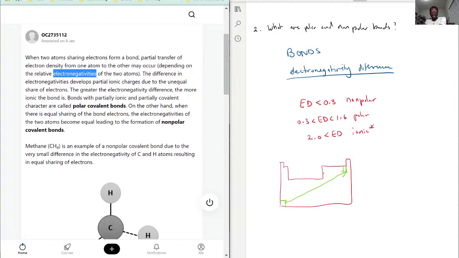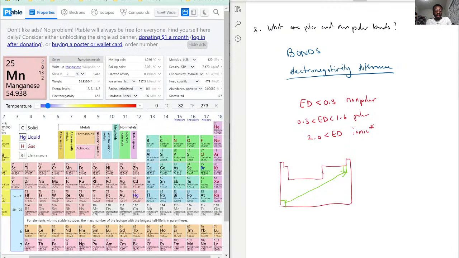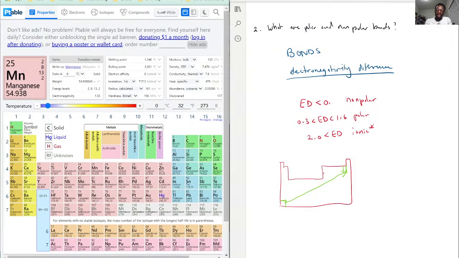As they show here in this example, CH4 methane is a nonpolar covalent bond because the difference in electronegativity between carbon and hydrogen is almost exactly 0.3. So that's why we don't count that. Let me just double check here. Or is it 0.4? I think it's 0.4 as a cutoff.